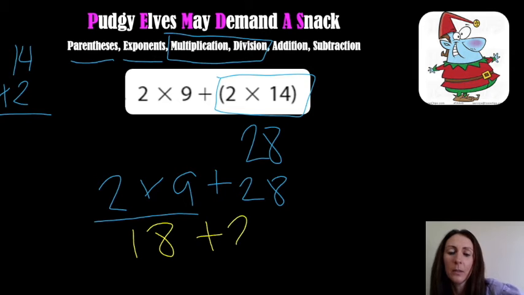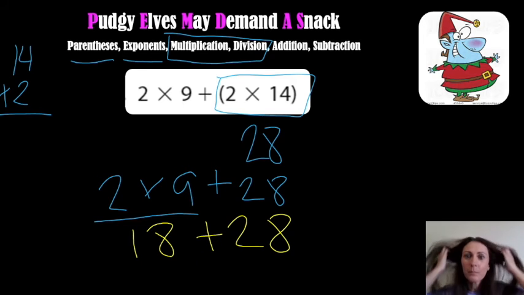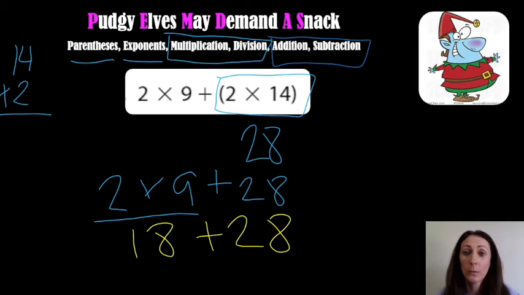And then I'm going to rewrite the rest of the problem. That's right. Do I have any more multiplication or division? Nope. So what am I going to move on to? You got it. Addition and subtraction. So which one do I have? Do I have both? What do I have? Right, I have addition. Okay, so what is 18 plus 28?